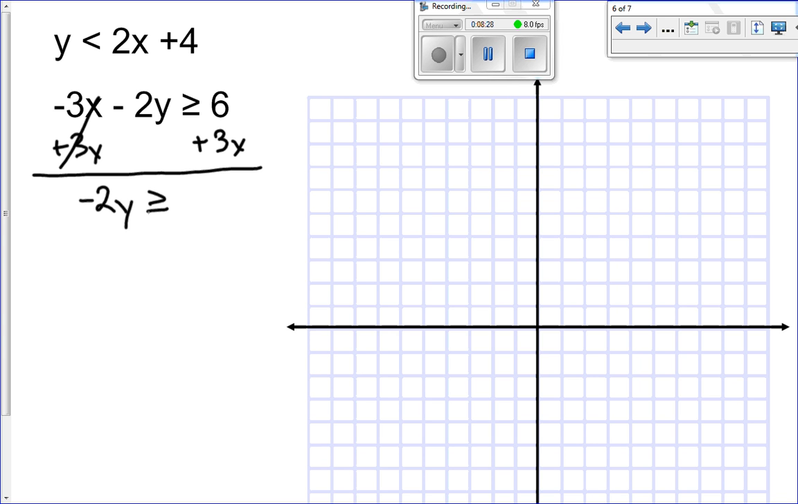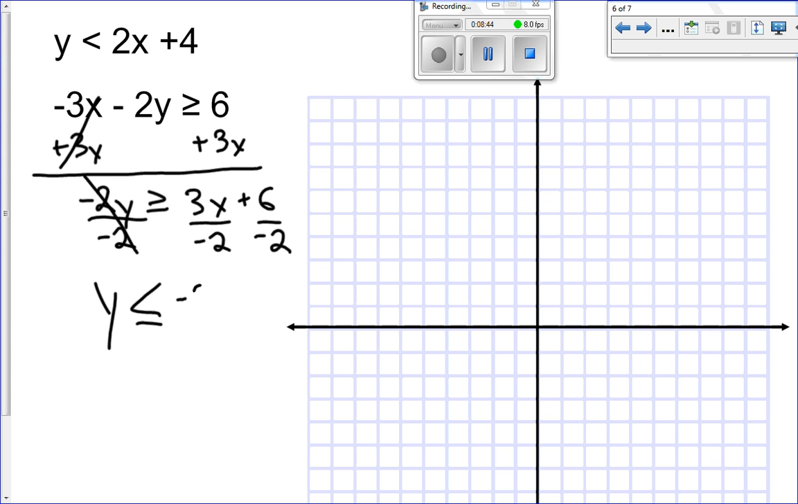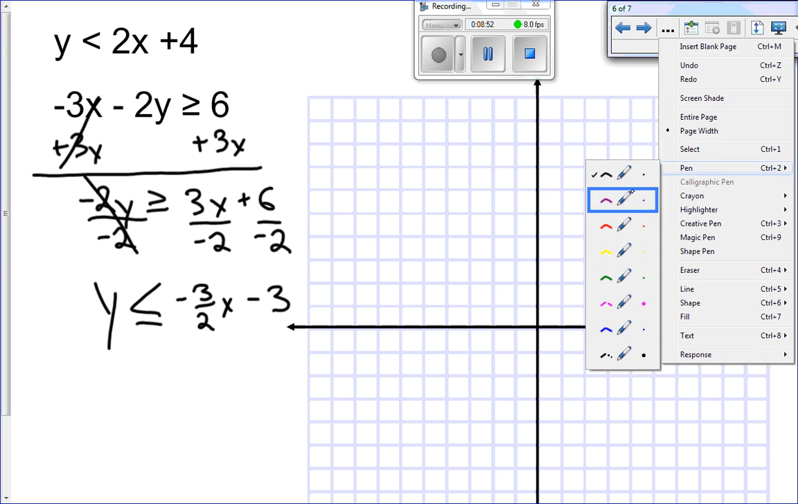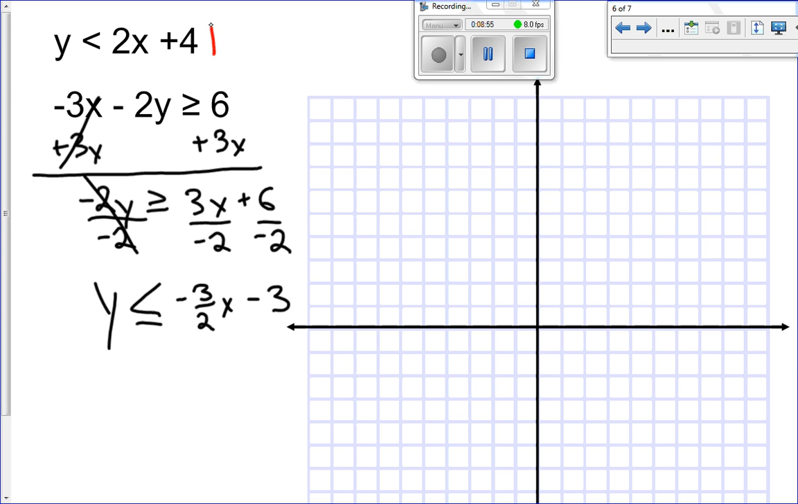So I'm going to add 3x to both sides because I have minus 3x on the left side. And then I'm going to divide by negative 2. But since I'm dividing by negative 2, my inequality sign is going to flip. So now it's less than or equal to. And it's negative 3 halves x minus 3. Now that's an easier inequality to work with. So y is less than 2x plus 4.